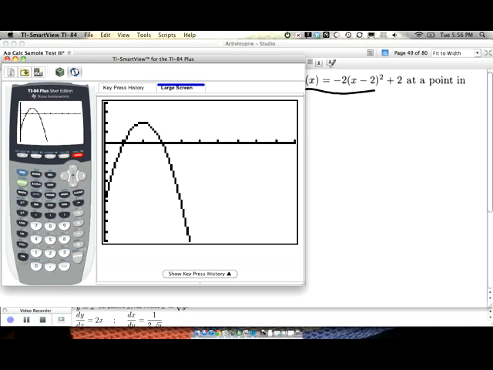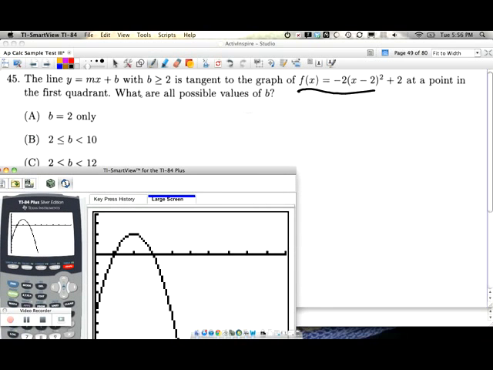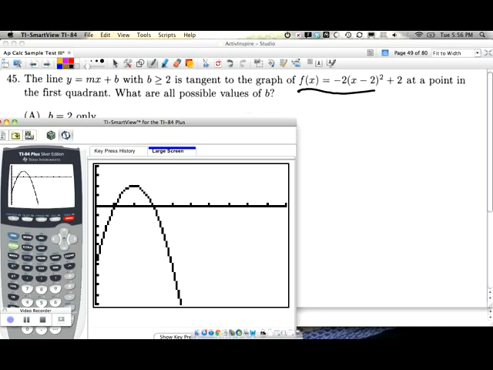All right. So here's the interesting thing. It's asking what are all possible values of b? B has to be greater than 2. That means that we have to have a y-intercept at 2 or higher in this range. And for us to be tangent, can we be tangent at 2? Oh, you betcha. Can we be higher at tangent at 2? Yes, we can. In fact, I'm going to take a picture of this just so you guys can see what we're really looking for.